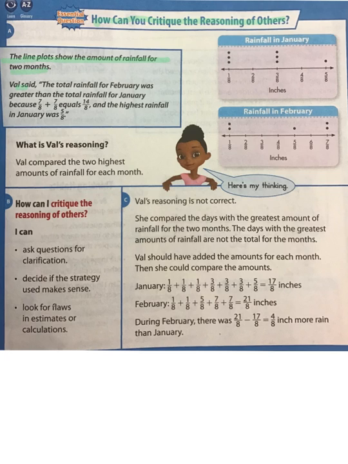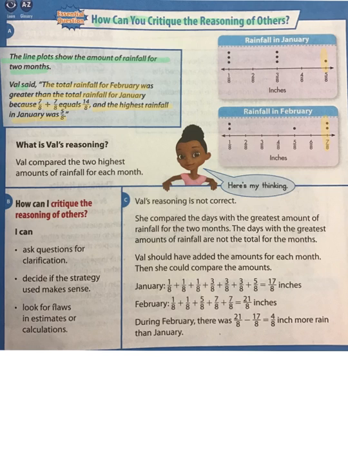Val said, and this is her statement, the total rainfall for February was greater than the total rainfall for January because 7/8 plus 7/8 equals 14/8. And the highest rainfall for January was 5/8. So basically, she is saying that since 7/8 was the highest for February and 5/8 was the highest for January, February is greater than January for the total rainfall.